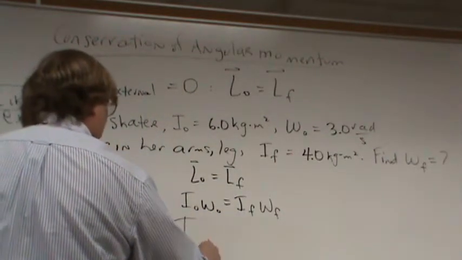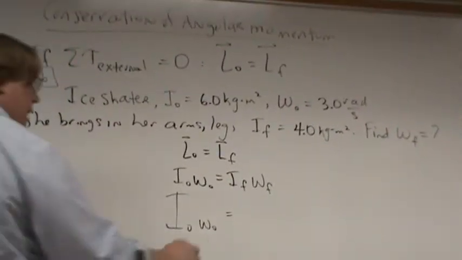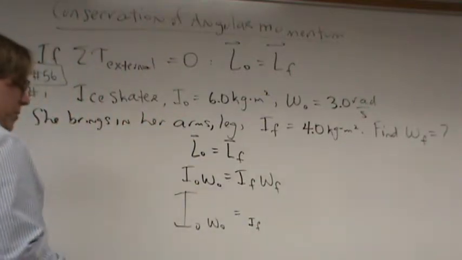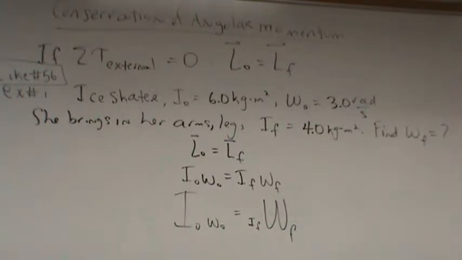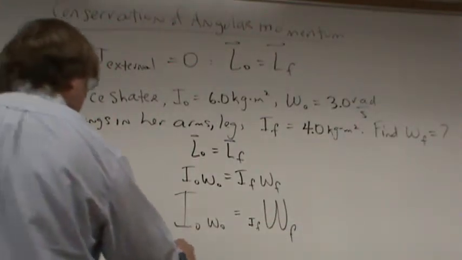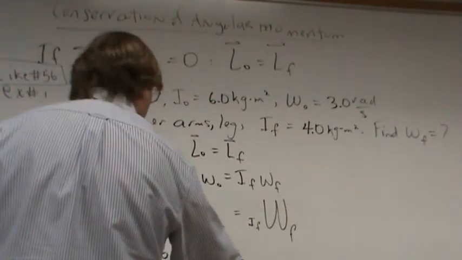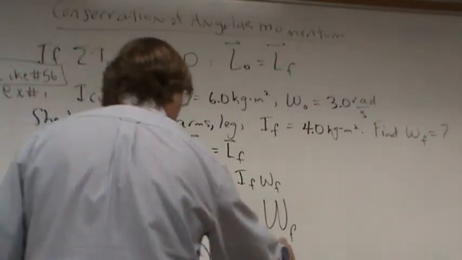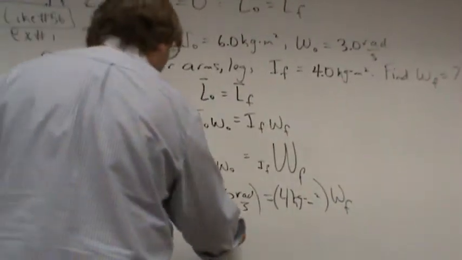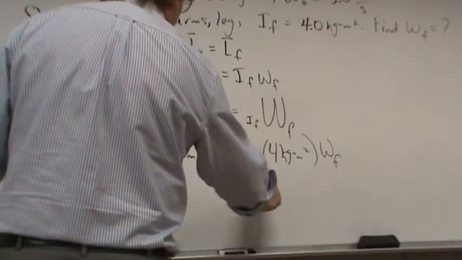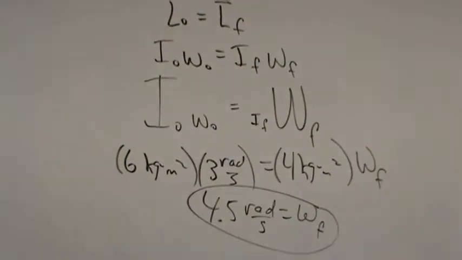We had big initial rotational inertia and a small initial angular velocity, and then much smaller rotational inertia, and so much bigger angular velocity. So you know her angular velocity is going to have to go up, right? And it's just as you guys described. I've got 6 kilogram meters squared times 3 radians per second has to equal 4 kilogram meters squared times omega f. So I get 18 divided by 4, and I get 4.5. And the kilogram meters squared cancel. Okay. You guys okay with that?